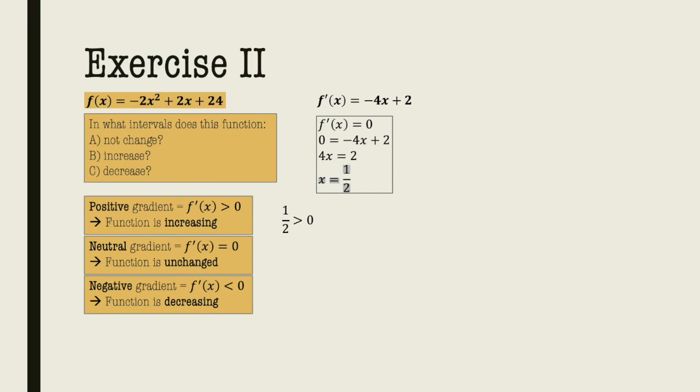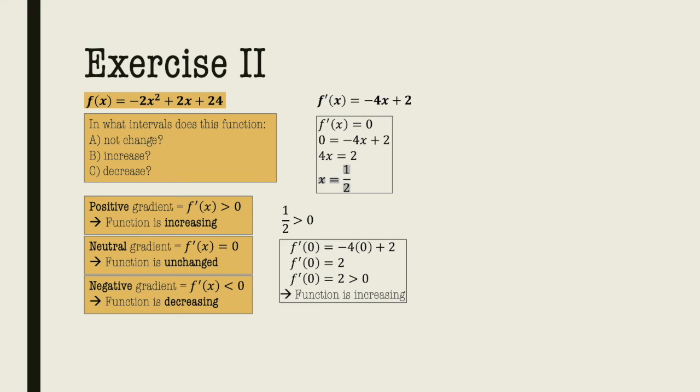Next, we can select a value for x that is smaller than 1 over 2. I will choose 0, as doing calculation with 0 is always quite easy. We now take the derivative f prime of x and substitute 0 for x. Soon after, we do our calculations to find what f prime of 0 equals. Ultimately, we obtain 2, which is greater than 0. Thus, the gradient is positive and the function is increasing.